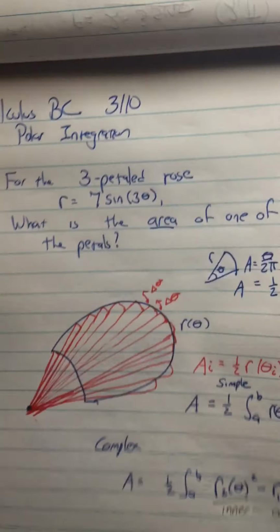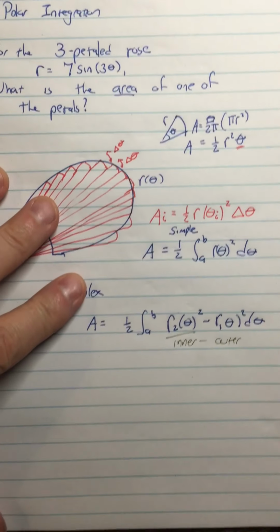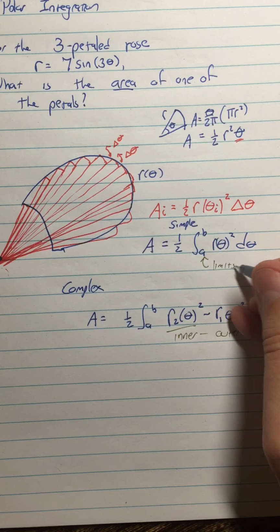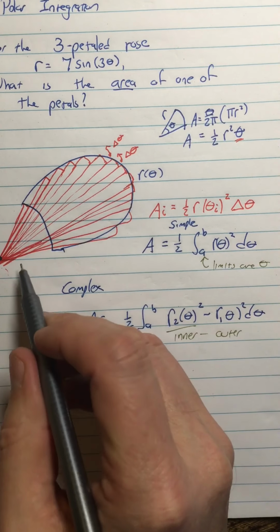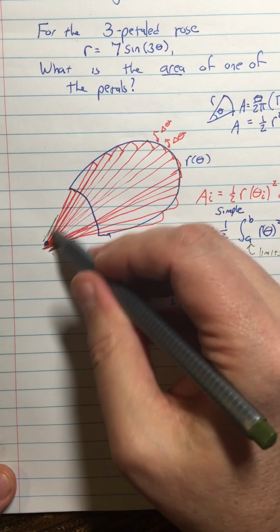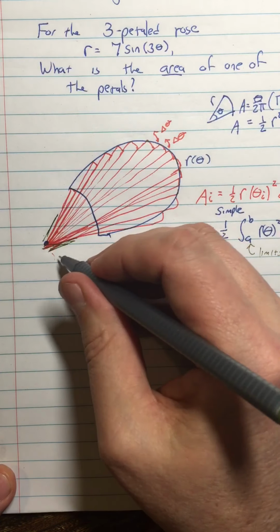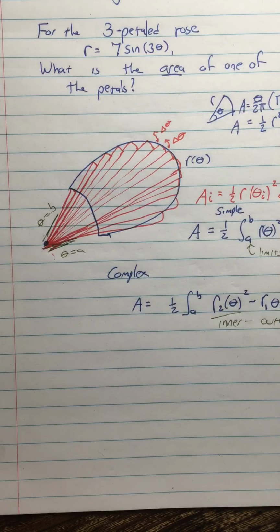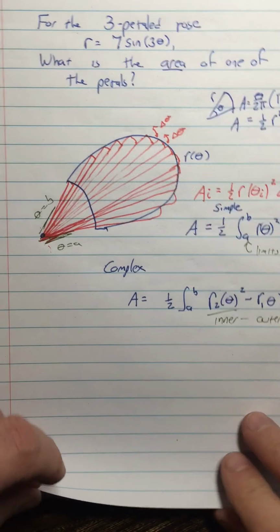All right, so one thing that's always going to be a problem is what are the a and the b. In this formula, a and b are the limits on theta. So you have to think, what is the value of theta that I'm starting at, and what is the value of theta that I'm ending up at? This is theta equals a and theta equals b. So that's going to be a big part of the trick.